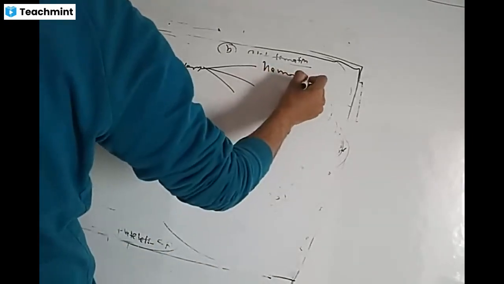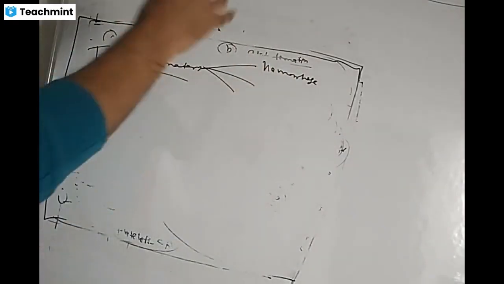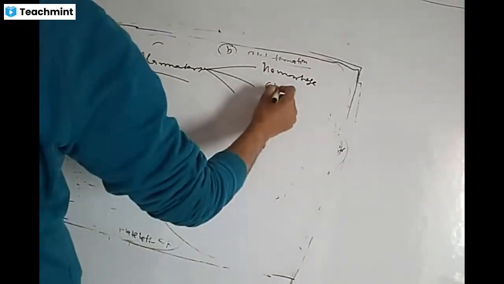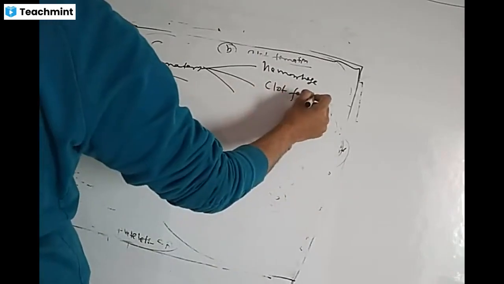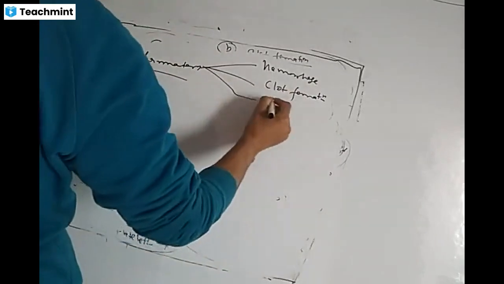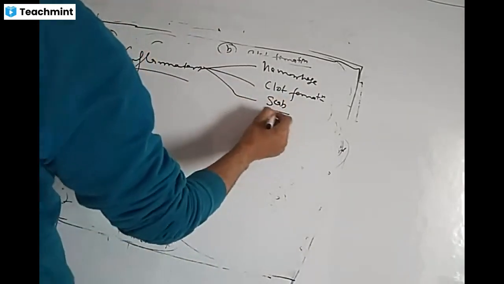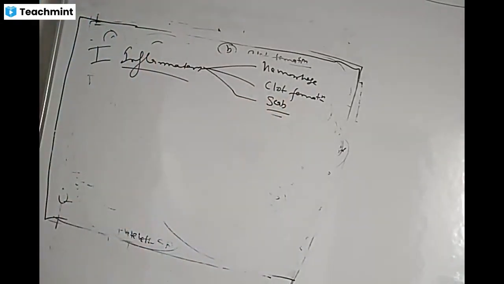First was hemorrhage: at the point of injury, bleeding was there. Then clot formation was there. When the clot becomes dried, it becomes a scab.